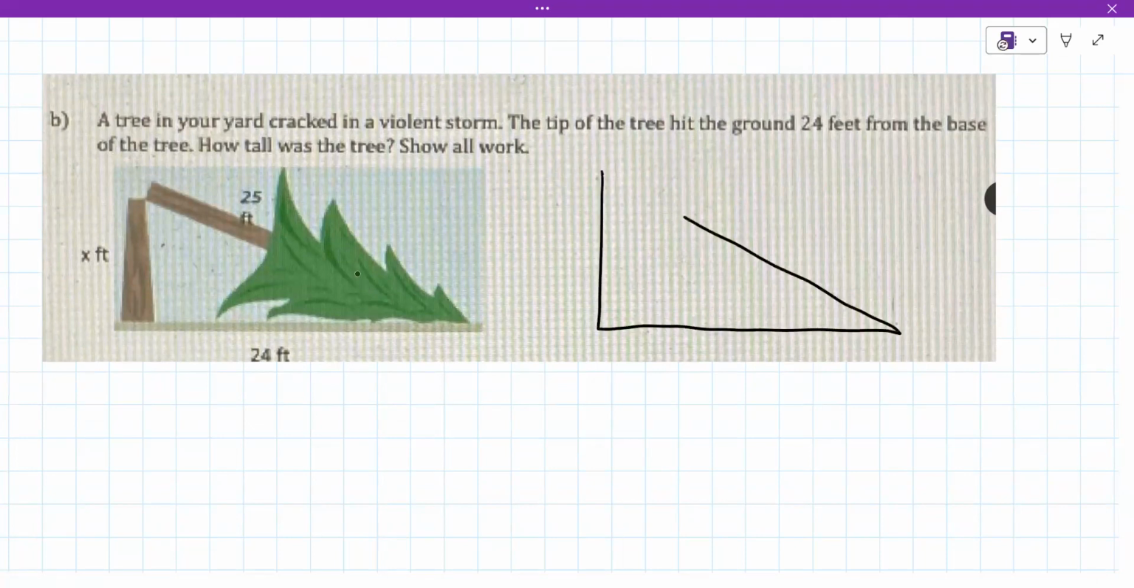All right, so sometimes it's good to redraw it without all the graphics. And you first want to find the missing side. Now this time, we're not actually looking for c in this scenario, we're looking for a. So go ahead and find a. Let me know what you come up with.